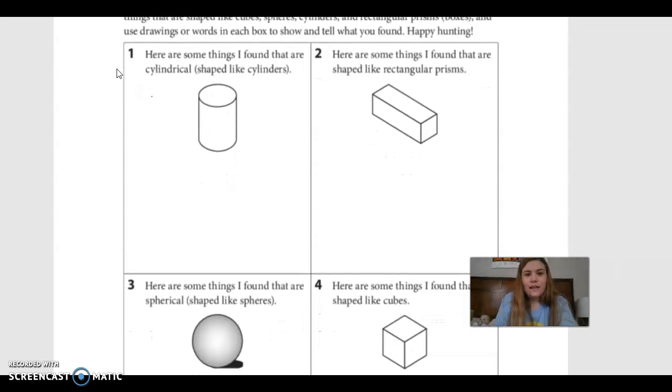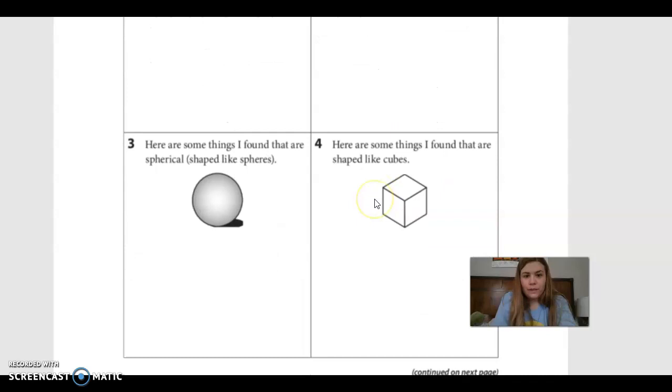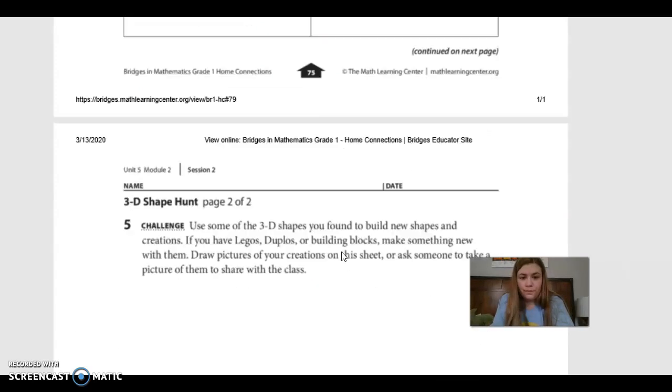Here are some things I found that are shaped like cylinders. So what did you find that's shaped like a cylinder? Shaped like a rectangular prism? Shaped like a sphere? And shaped like a cube. I'm excited to see which ones you find in your home. Make sure that you have mom or dad take a picture of this and then send it to me, either on email or through our Facebook group.